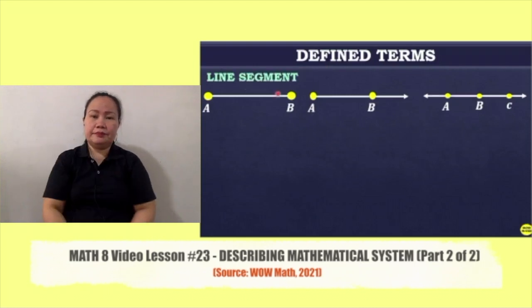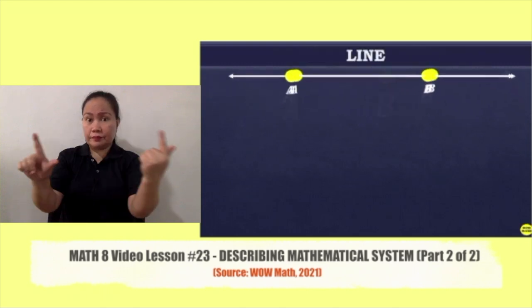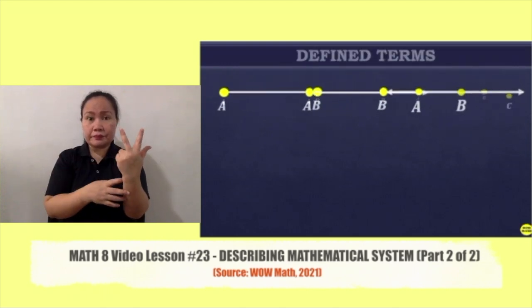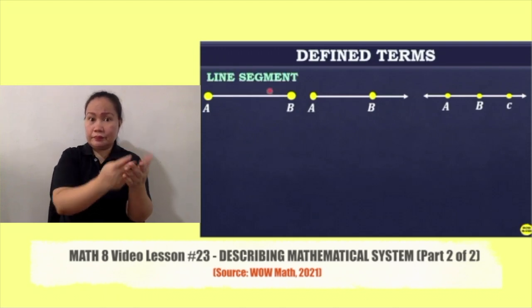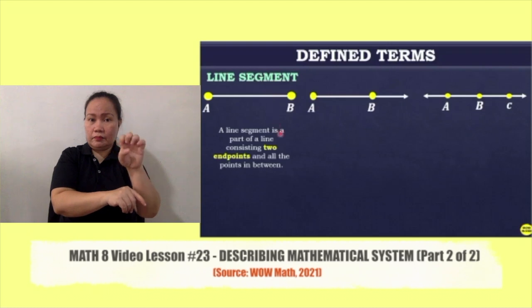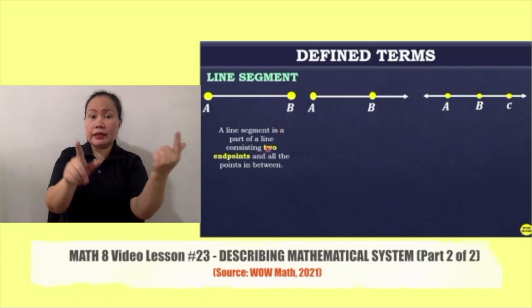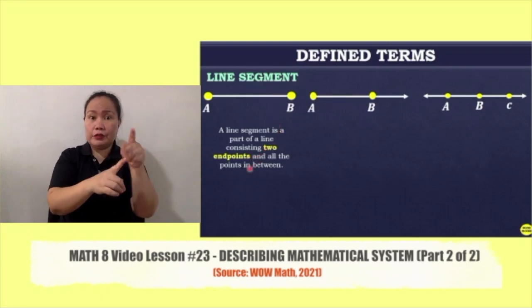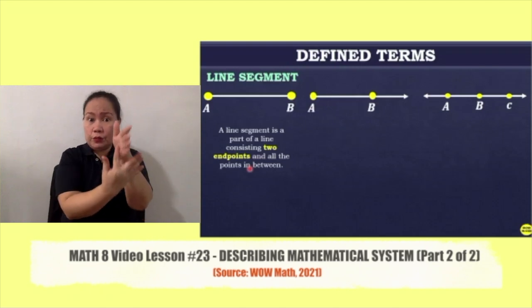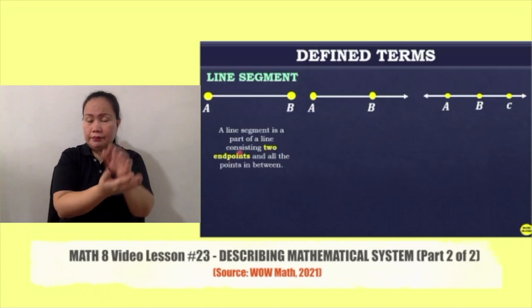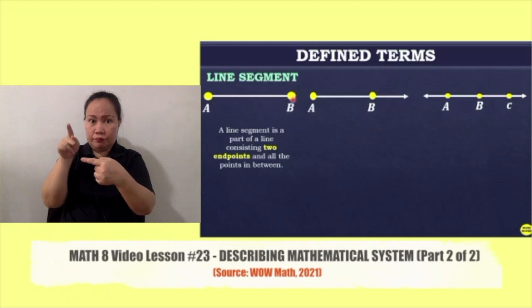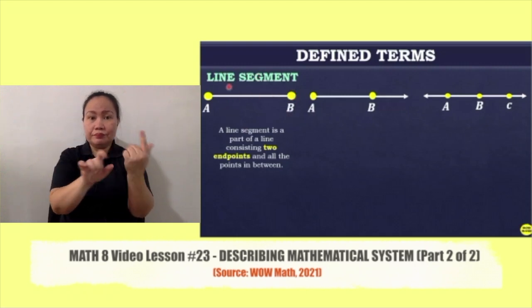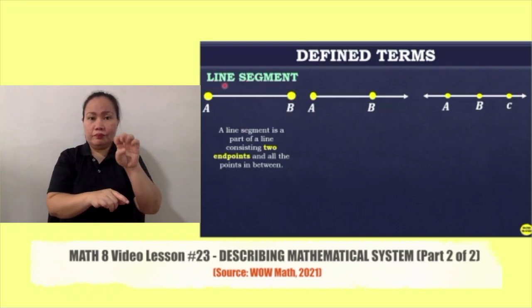Let's have the first one. Let's repeat. From a line, there are three subsets. Let's start with the line segment. A line segment is a part of a line consisting of two endpoints and all the points in between. So when we say line segment, it has two endpoints. It ends, it stops. So this is an example of a line segment. As you can see, it has two endpoints.